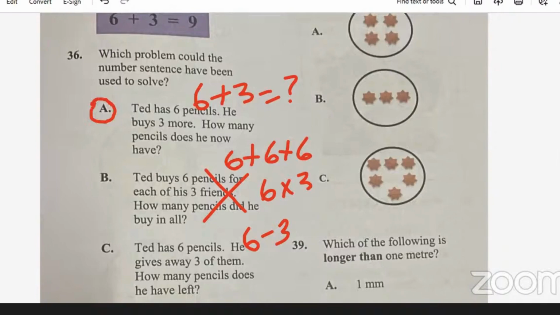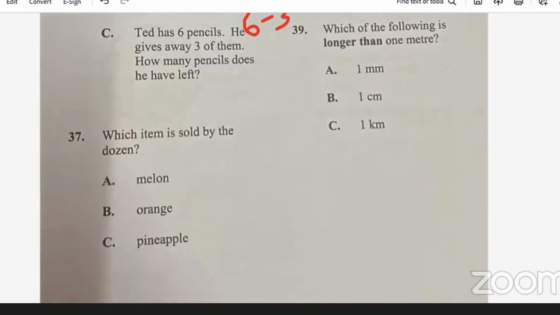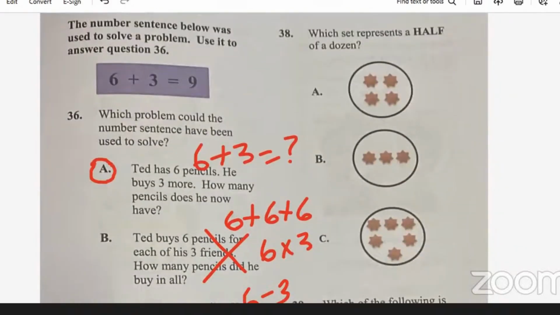All right, let's get to question 37. Which item is sold by the dozen? Is it melon, orange, pineapple? And typically it would be oranges that are sold by the dozen. Usually somebody doesn't go to the market to buy a dozen melons, right? Or a dozen pineapples. But you would typically buy a dozen oranges. All right, so remember guys, the questions are on both sides of the paper.